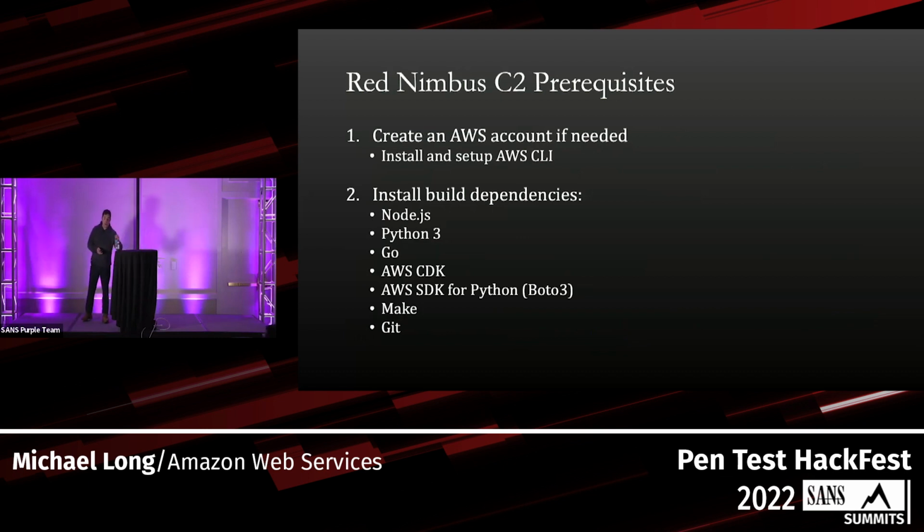Okay, so at this point, I'm going to show you how to build, install, and use Red Nimbus C2 to model serverless C2 activity. Now, there are some prerequisites. First, you need to create an AWS account. It kind of goes without saying, but this whole thing relies on AWS, so you need an AWS account. You also need to set up the AWS CLI because that's going to help support authentication to the infrastructure later on. Since we're building from source, there's a number of build dependencies you have to install.